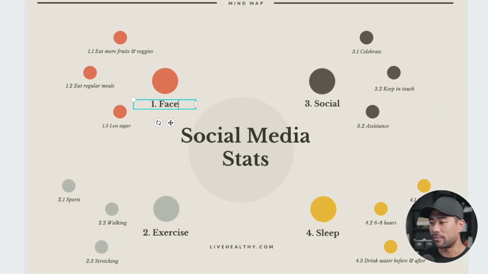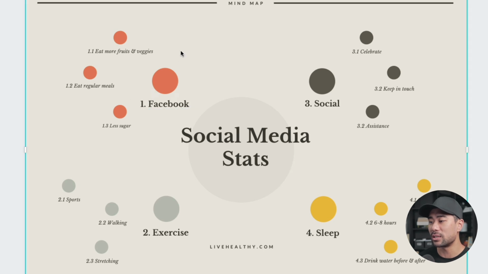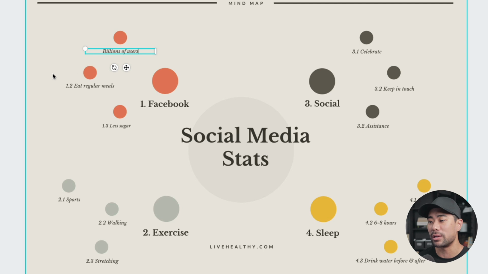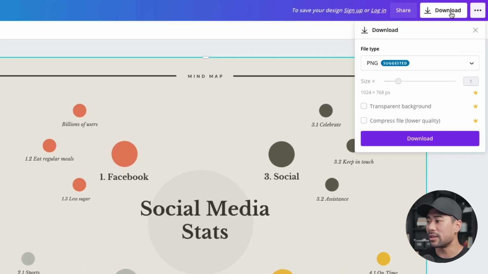So let's say we've got Facebook as one of the stats, and then let's say, you know, billions of users. I'm not sure of the exact stat for the active users of Facebook, but this is where you can go ahead, add all those details and data into your mind map. Once you're done, just click download and then save it as one of the file types right here.